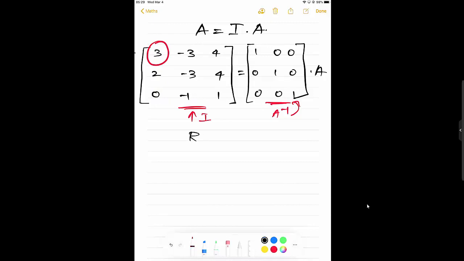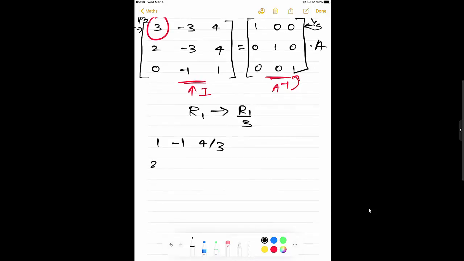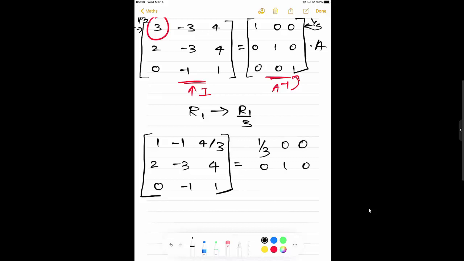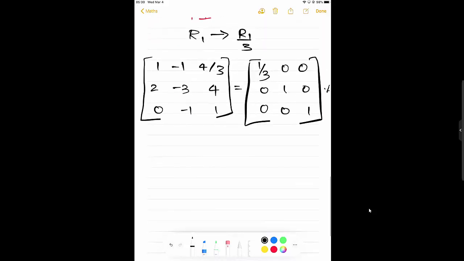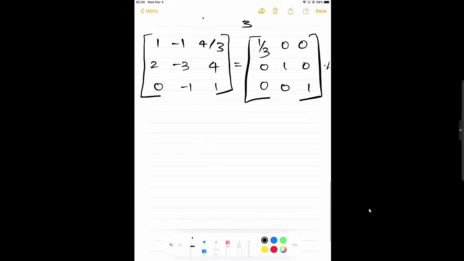We can consider R1 goes to R1 by 3. We are going to multiply 1 by 3 to the first row. If that is the case, what will be the value? It will be 1, minus 1, 4 by 3. The remaining rows have no change, equal to 1 by 3, 0, 0, 0, 1, 0, 0, 0, 1, dot A. So rule 1 we have implemented.